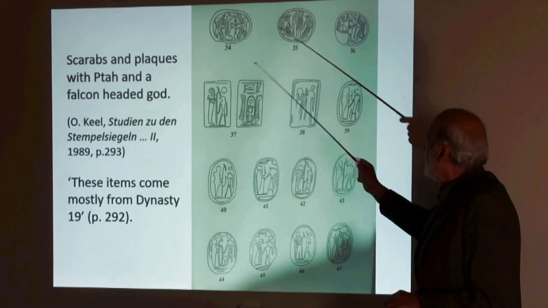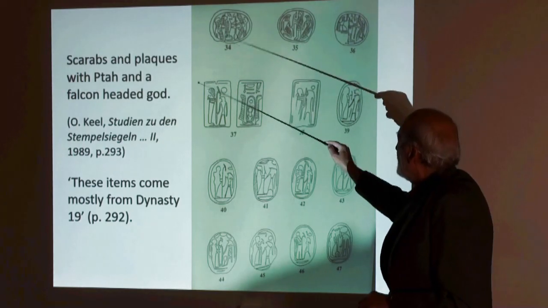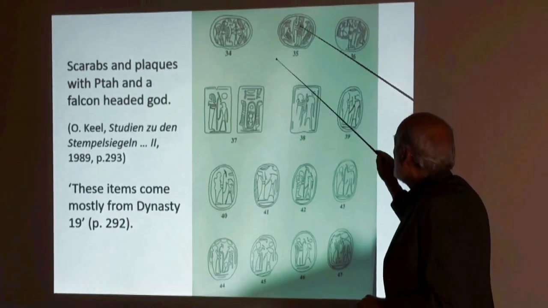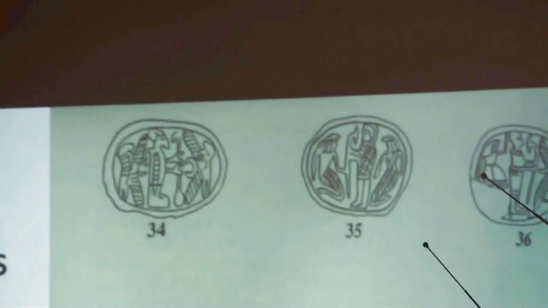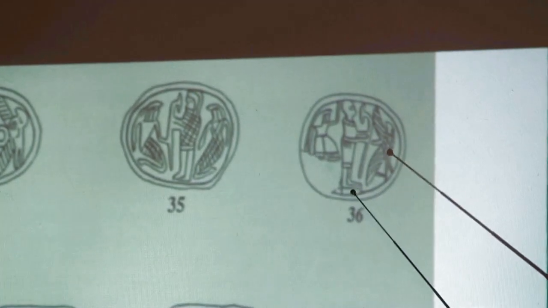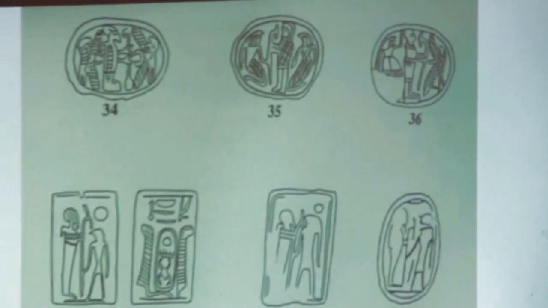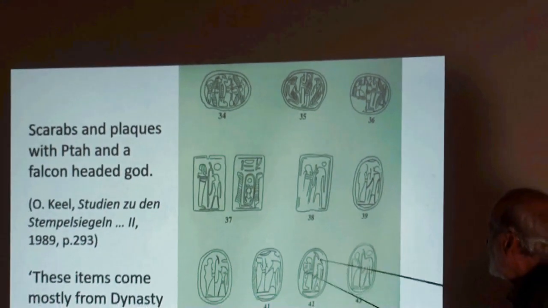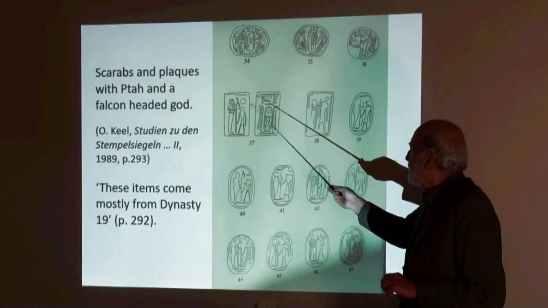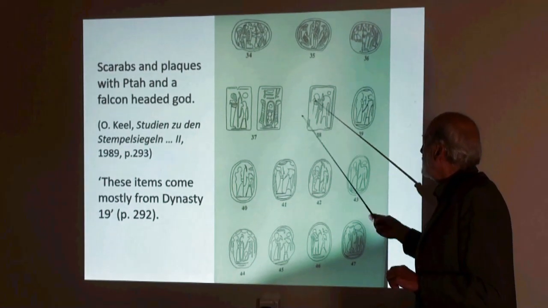The top row are Dynasty 18, but you can see they're rather different. Ptah in the middle and two falcons, or two falcon-headed gods, or one falcon-headed god and a falcon. So they did have a slightly similar design in the 18th dynasty. But he thinks all these are 19th dynasty. This is a plaque rather than a scarab with designs on both sides. That's another plaque.